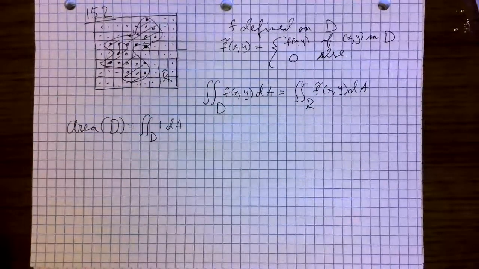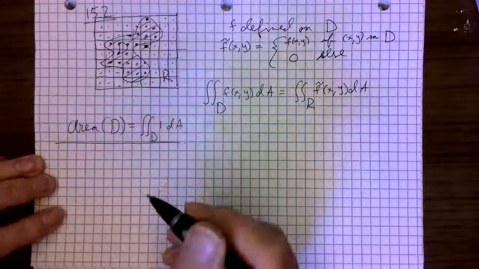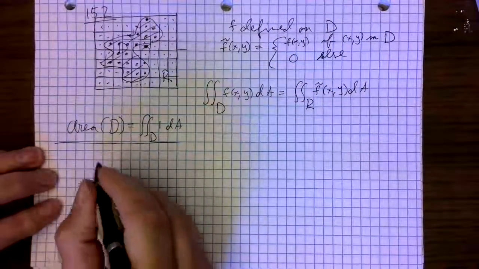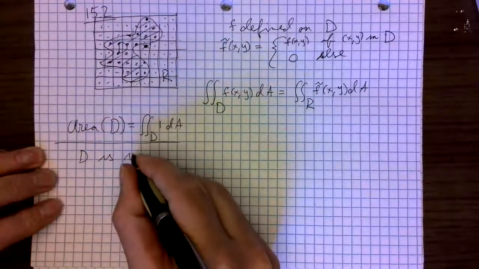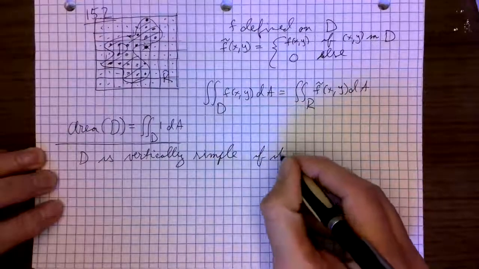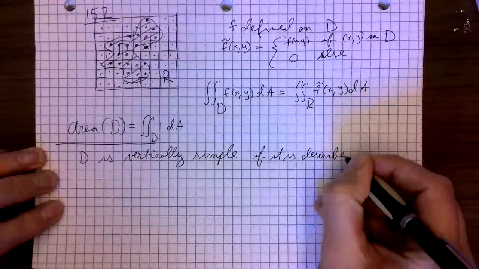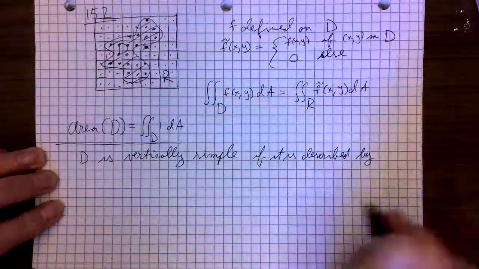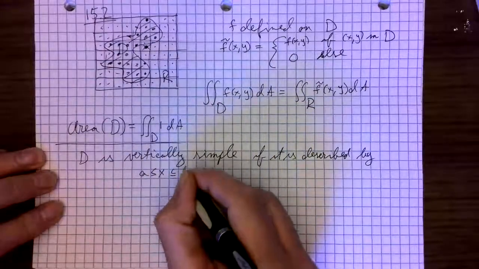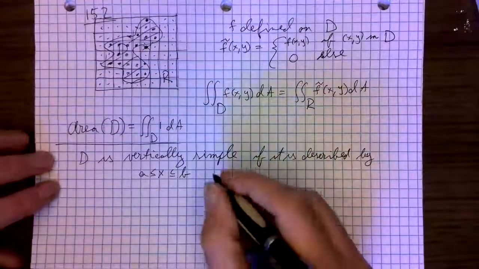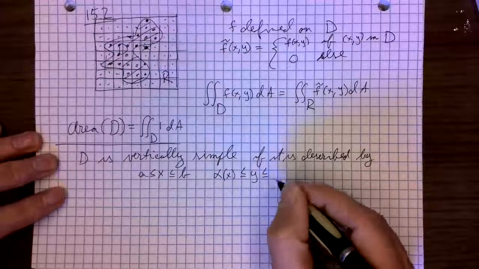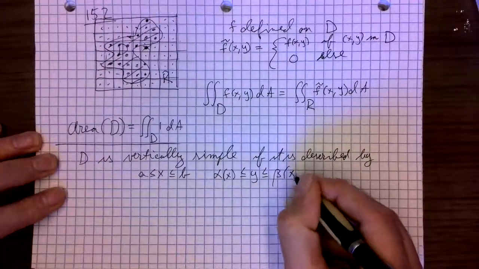All right. Well, how do we do that? Well, we can do it for certain regions. So we'll say that D is vertically simple if it is described by basically we have that x is between two values, so x is in some interval, and y is actually between two functions. Let's call them alpha and beta.